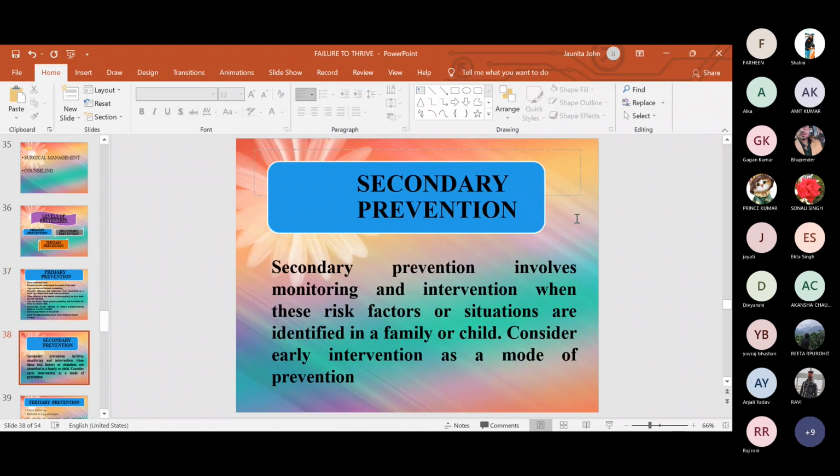Talking about secondary prevention, which I told you all, this prevention includes what? Those types of measures that can lead a person or an infant to an early diagnosis and prompt treatment, which you all have heard earlier as well. This involves monitoring, same thing has been written here, monitoring and intervention when these risk factors or situations are identified in a particular family or in a particular infant.